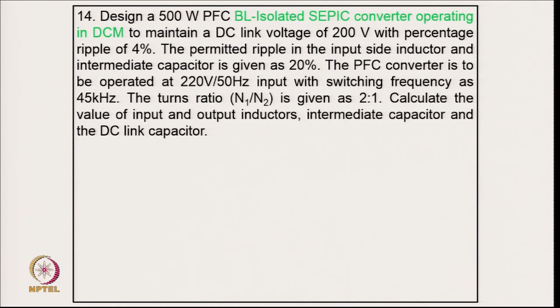millifarad. Now, coming to the 14th example: design a 500 watt power factor corrected bridgeless isolated single ended primary inductance converter operating in discontinuous mode to maintain the DC link voltage of 200 volt with a percentage ripple of 4%. The permitted ripple in the input side inductor and intermediate capacitor is 20%, and the power factor correction converter is operated with a supply of 220 volt 50 hertz, and the switching frequency is 45 kilohertz, and the turns ratio is selected typically as 2 to 1. Calculate the value of input and output inductor, intermediate capacitor, and the DC link capacitor.